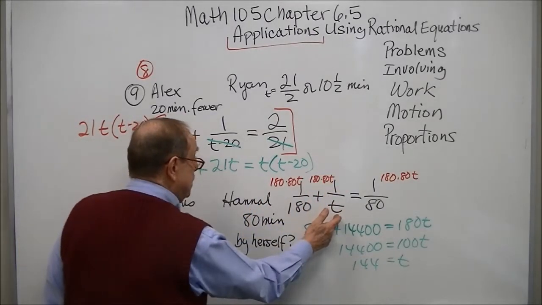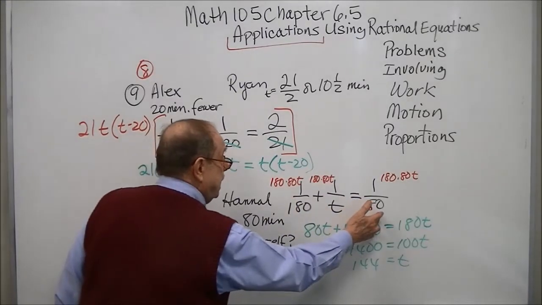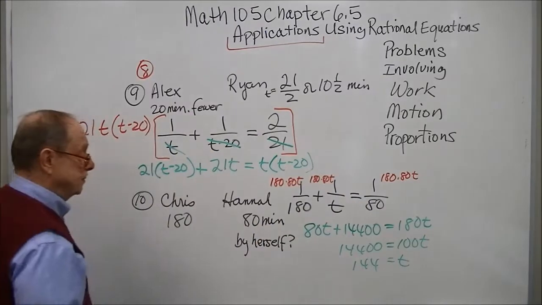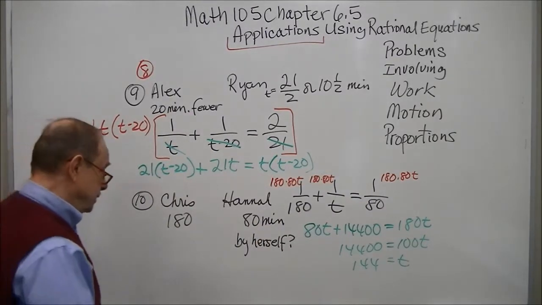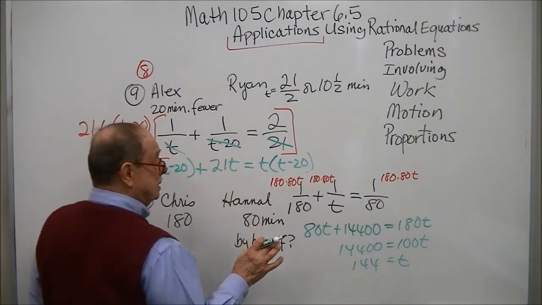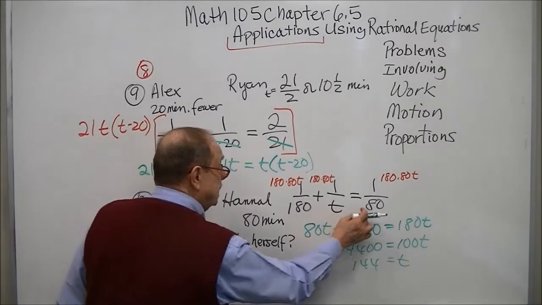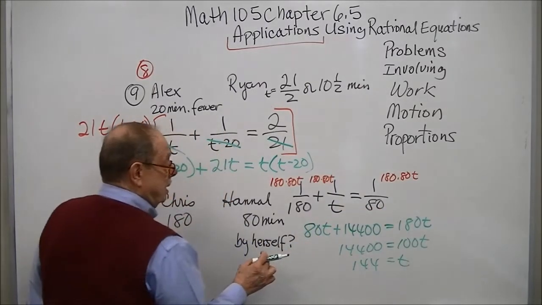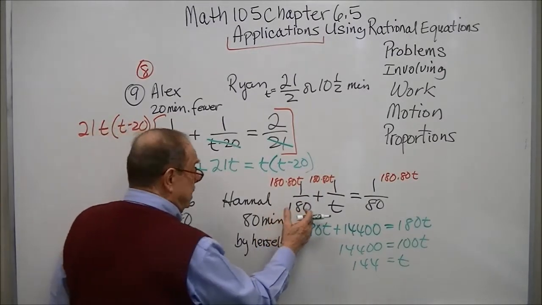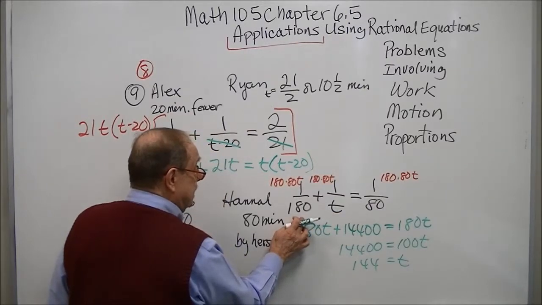Hannah's rate, we don't know. But together, they get the job done in 80 minutes. So there's our basic formula. And now we need to do some canceling out. Oh, first the common denominator. Well, 180, t, and 80. Now, it's probably a little smaller than this, but in a pinch, you can just use these 3 numbers.